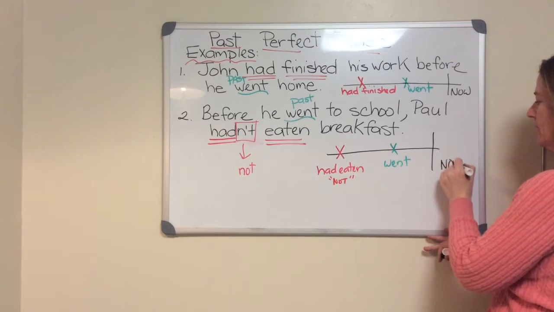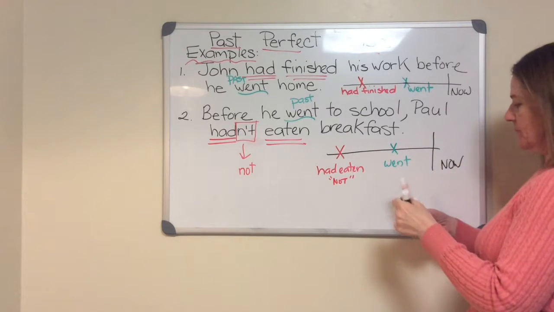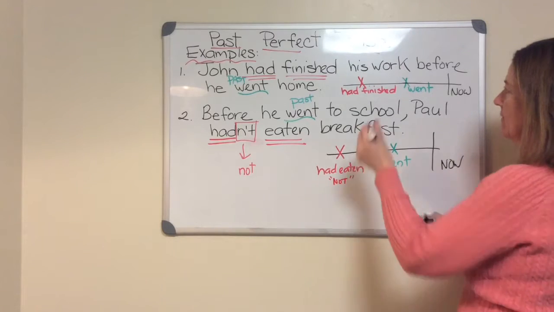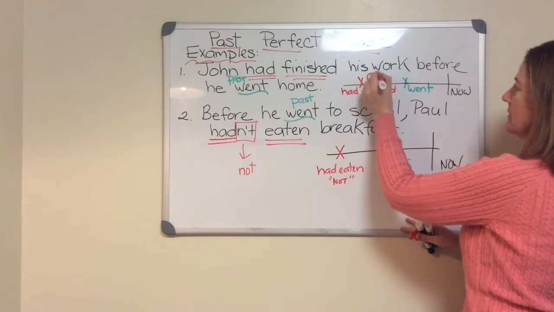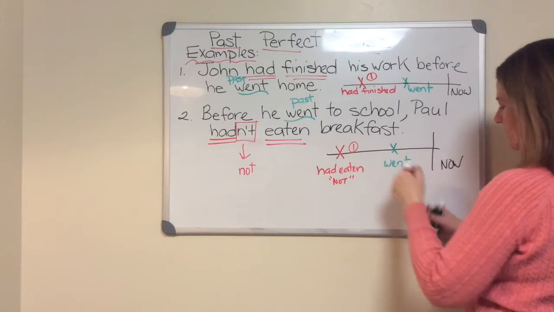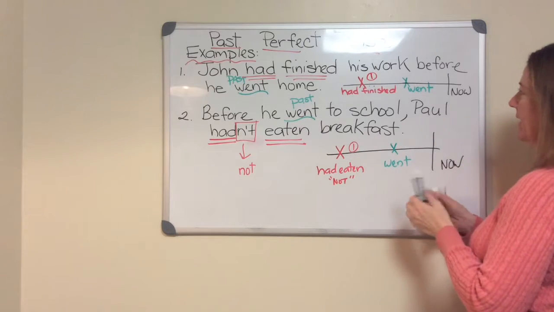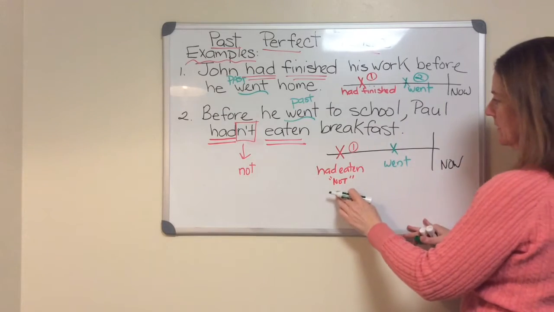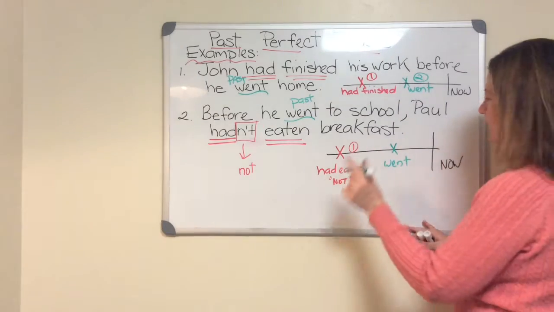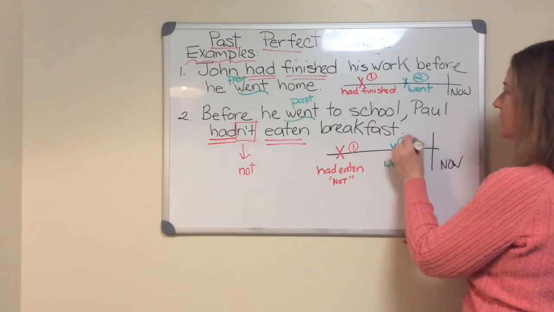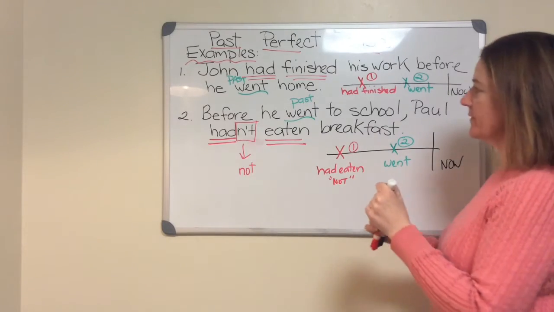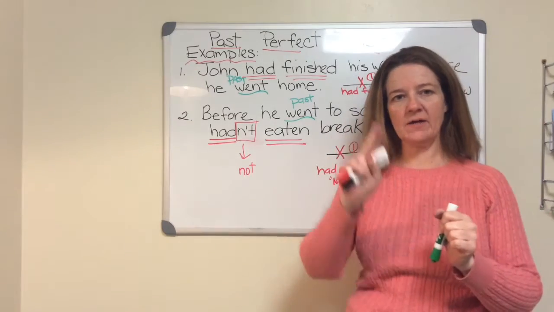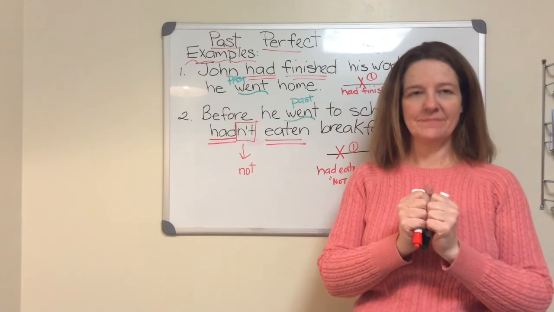Okay, so this should be pretty simple now. You have finished, and then you have finish, and then went. Hadn't eaten, negative, and 2 is went. So past perfect tense is only used when you have 2 actions in the past.